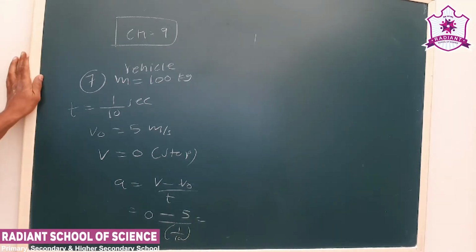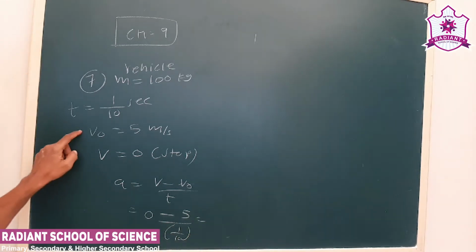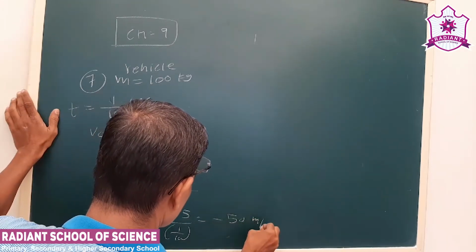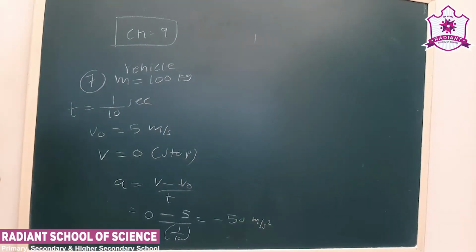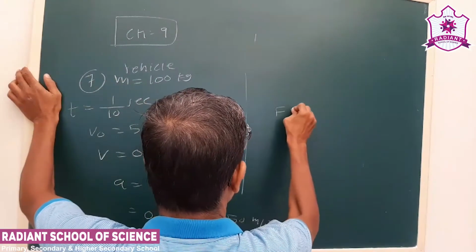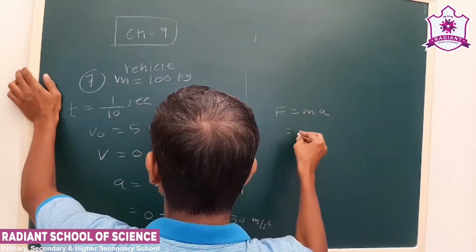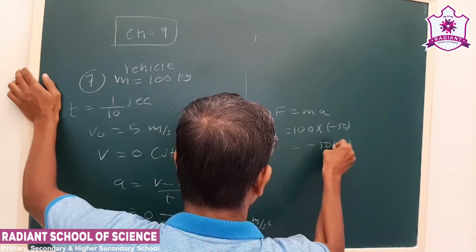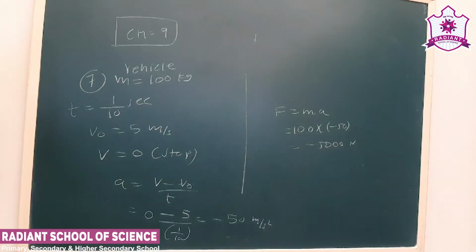Now here the velocity decreases. As we can see, the velocity decreases, so there is a retarding force. This will be minus 50 meter per second square. Now we use the equation F is equal to ma. Here mass is 100. So a retarding force of 5000 Newton is required to stop the vehicle. Now see the next MCQ.